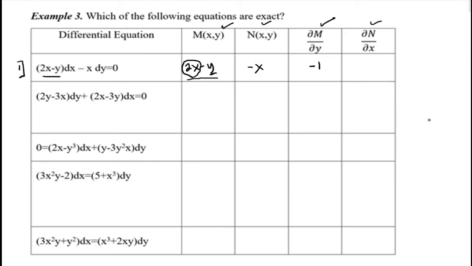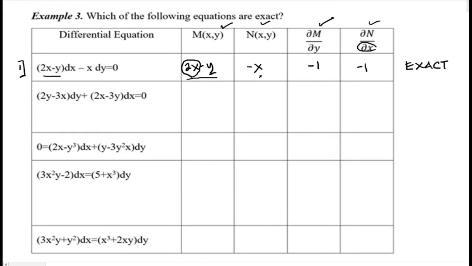Then, obtain the partial derivative of N with respect to x. Our N is negative x. And take note, this is with respect to x, meaning our x is now the variable and y is assumed here as constant. And the derivative for this is negative 1. Since the two partial derivatives are equal, therefore, our first differential equation is exact.